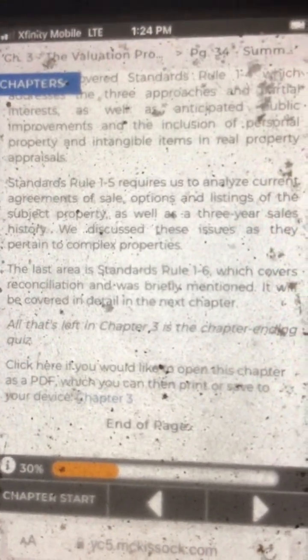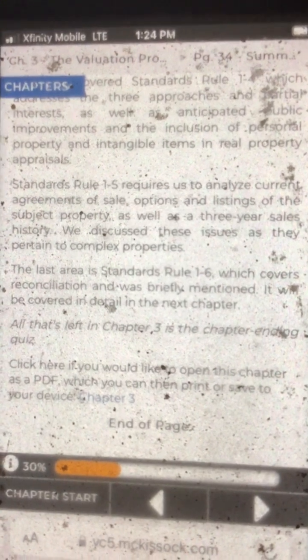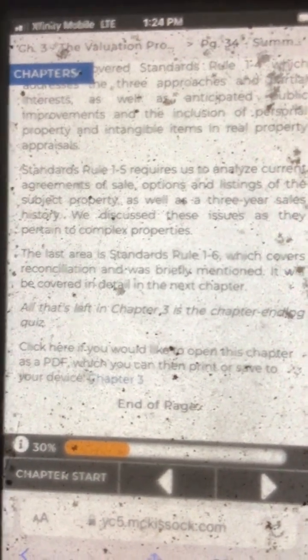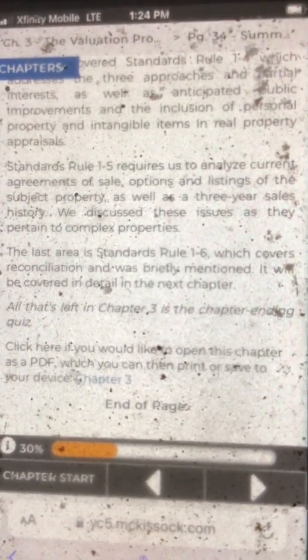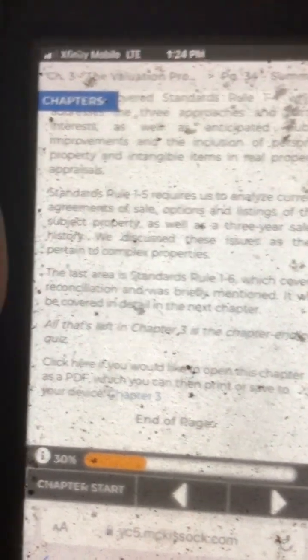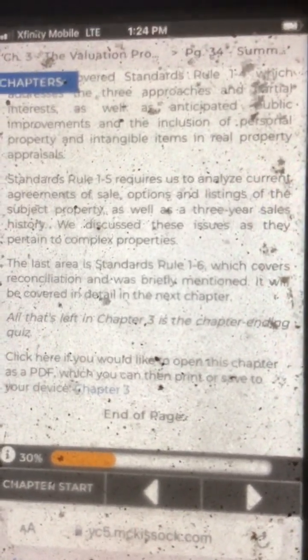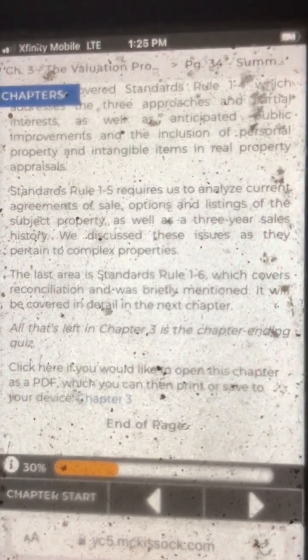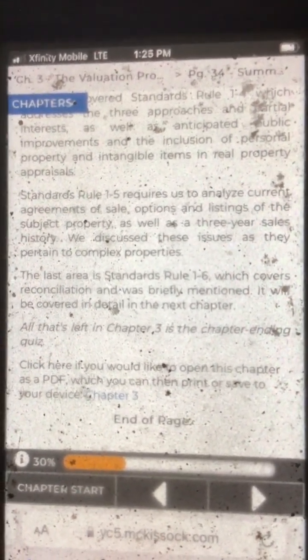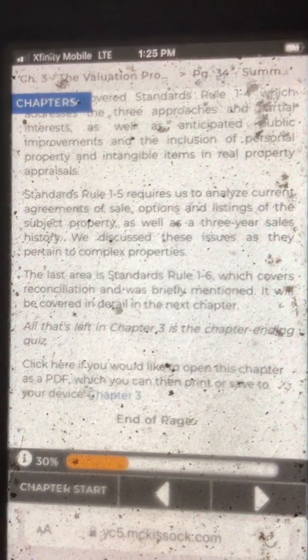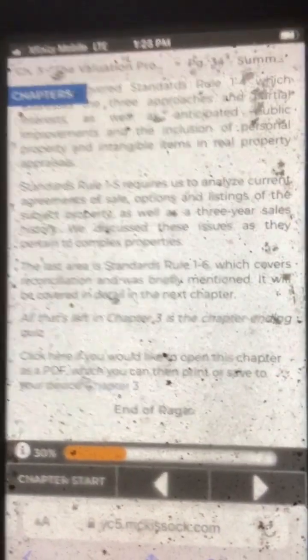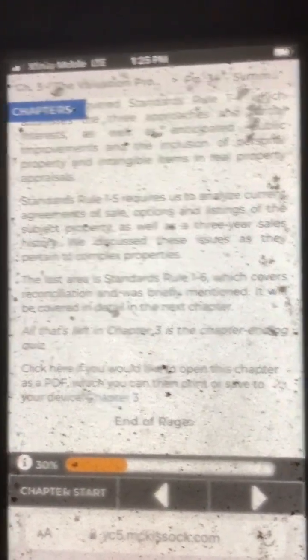The last area is Standards Rule 1-6, which covers reconciliation and was briefly mentioned. It will be covered in detail in the next chapter. All that's left in Chapter 3 is the chapter ending quiz. Click here if you would like to open this chapter as a PDF, which you can then print and save to your device. End of page.